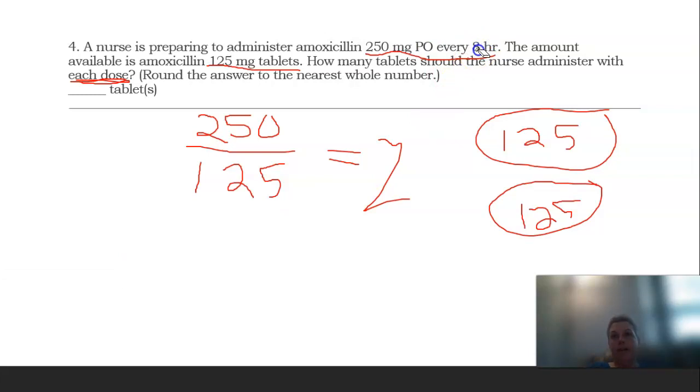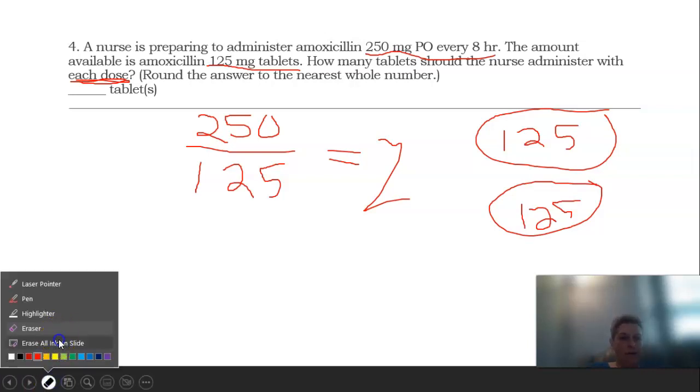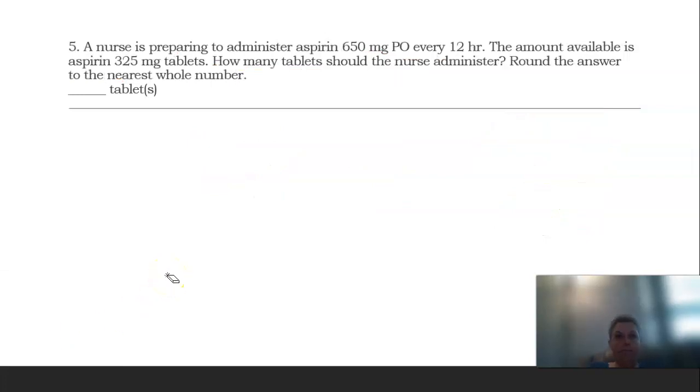If I was going in there 3 times that day, 250 times 3 means the daily dose is 750. $25, $25, $25 is 75 cents, right? All right, here you go.